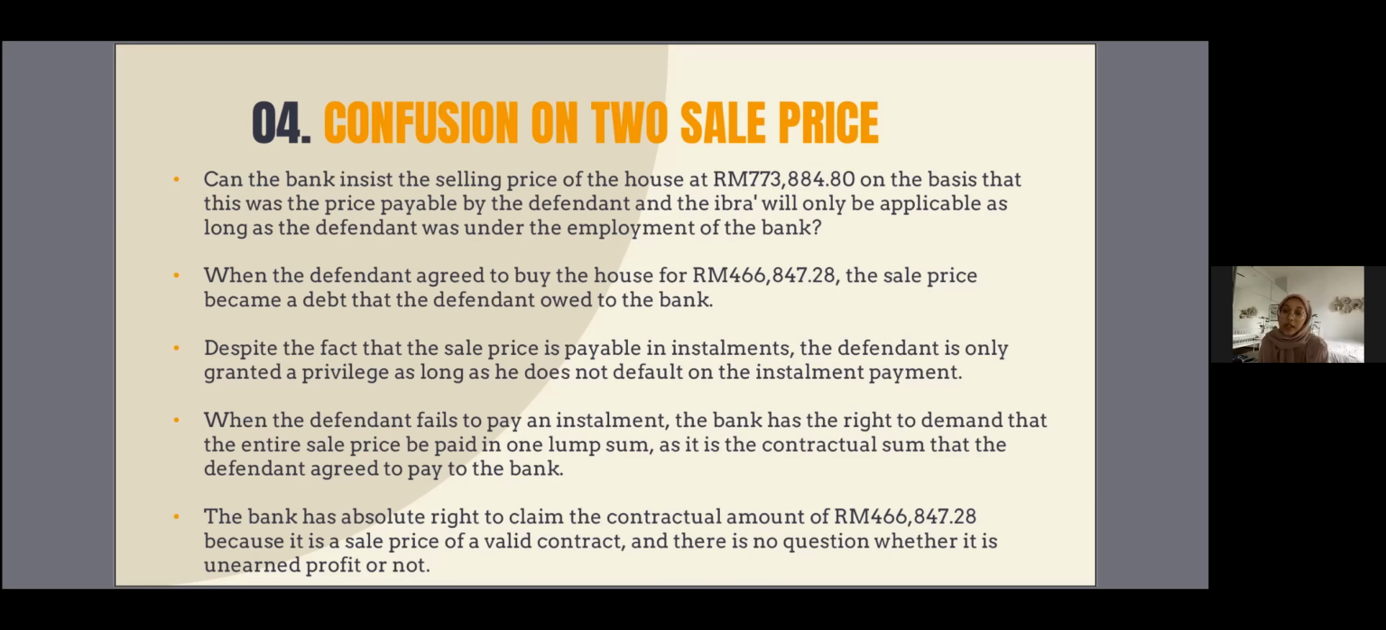The bank has absolute right to claim the contractual amount of 466,847 ringgit because it is the sale price of a valid contract, and there is no question whether it is unearned profit or not. And with all due respect, separating the sale price of the house into unearned profit for the unexpired tenure, in the event the bank decided to seek a lump sum payment upon a customer's default, is unjustifiable under Sharia.